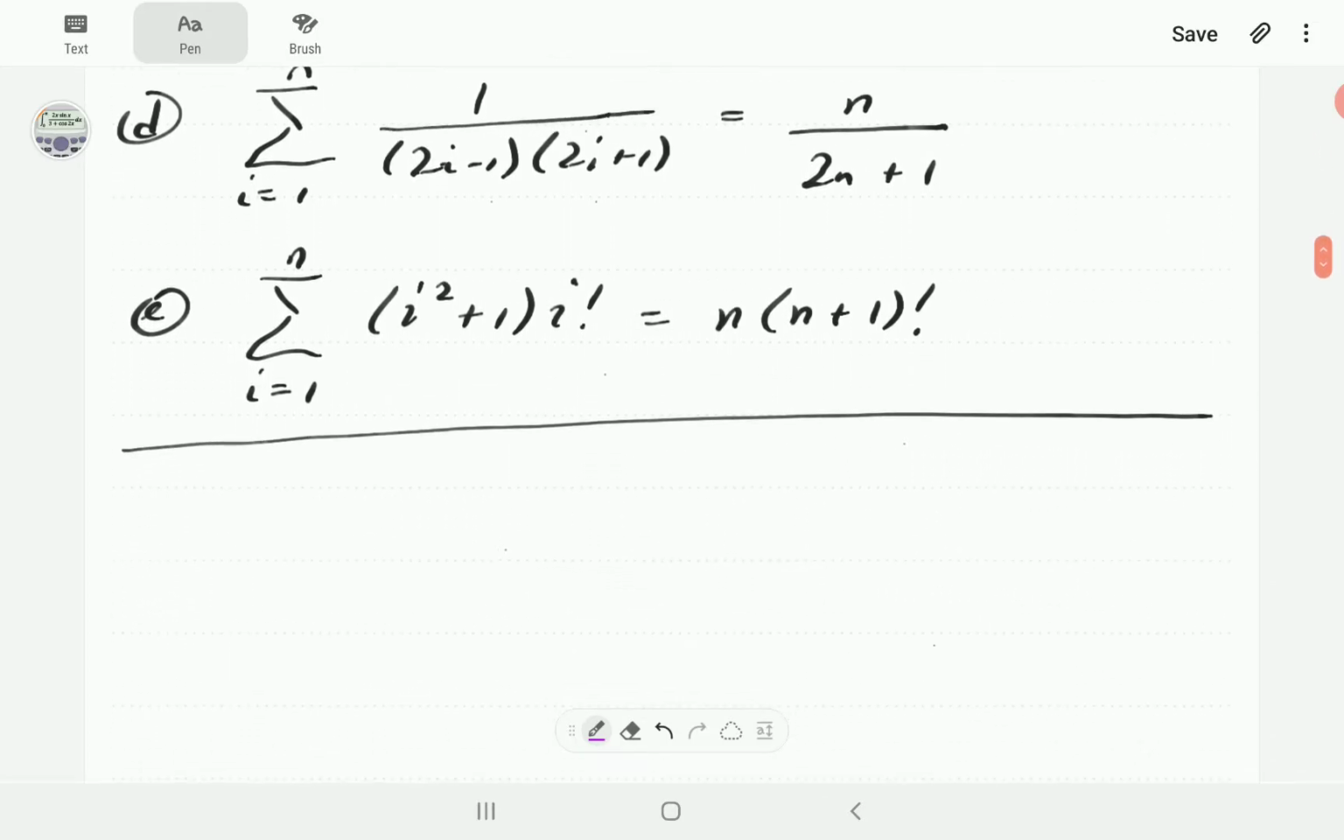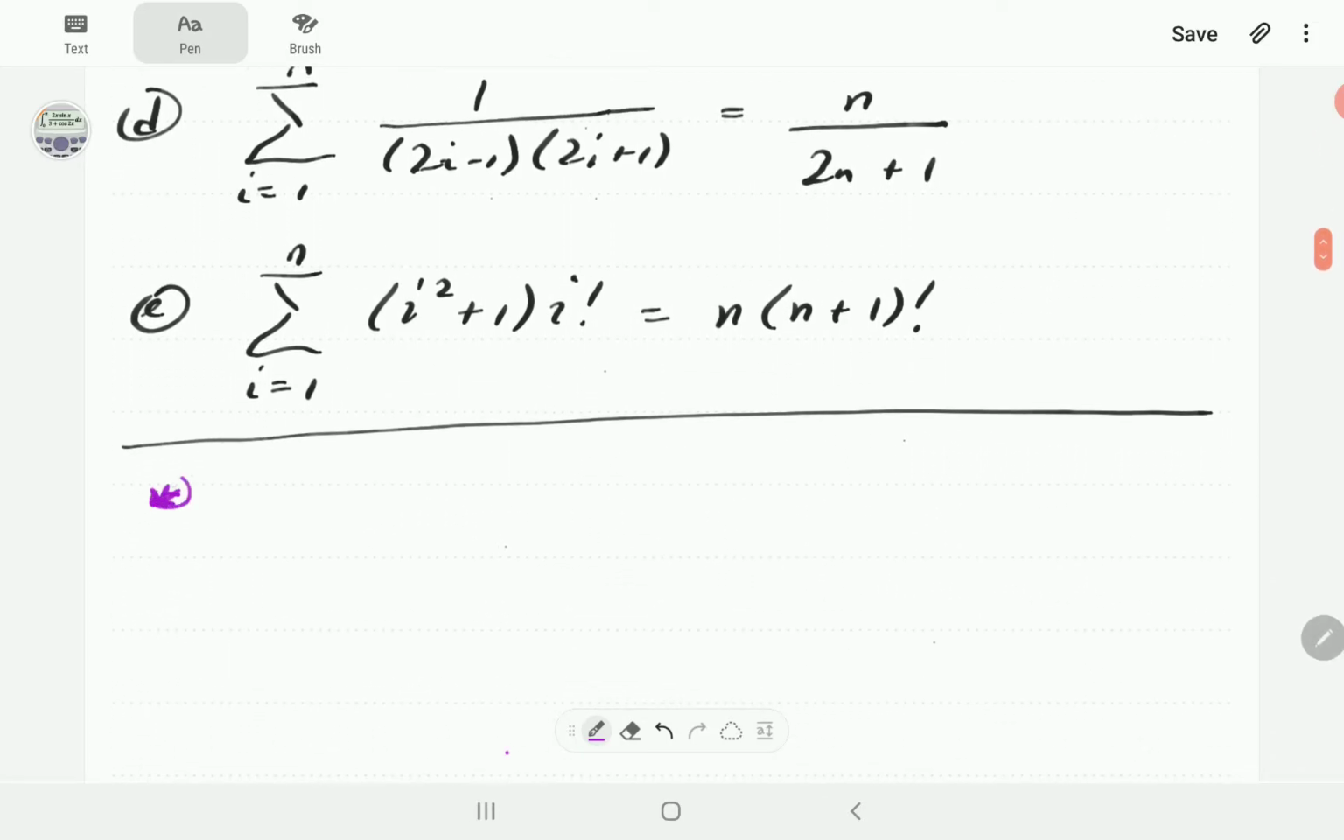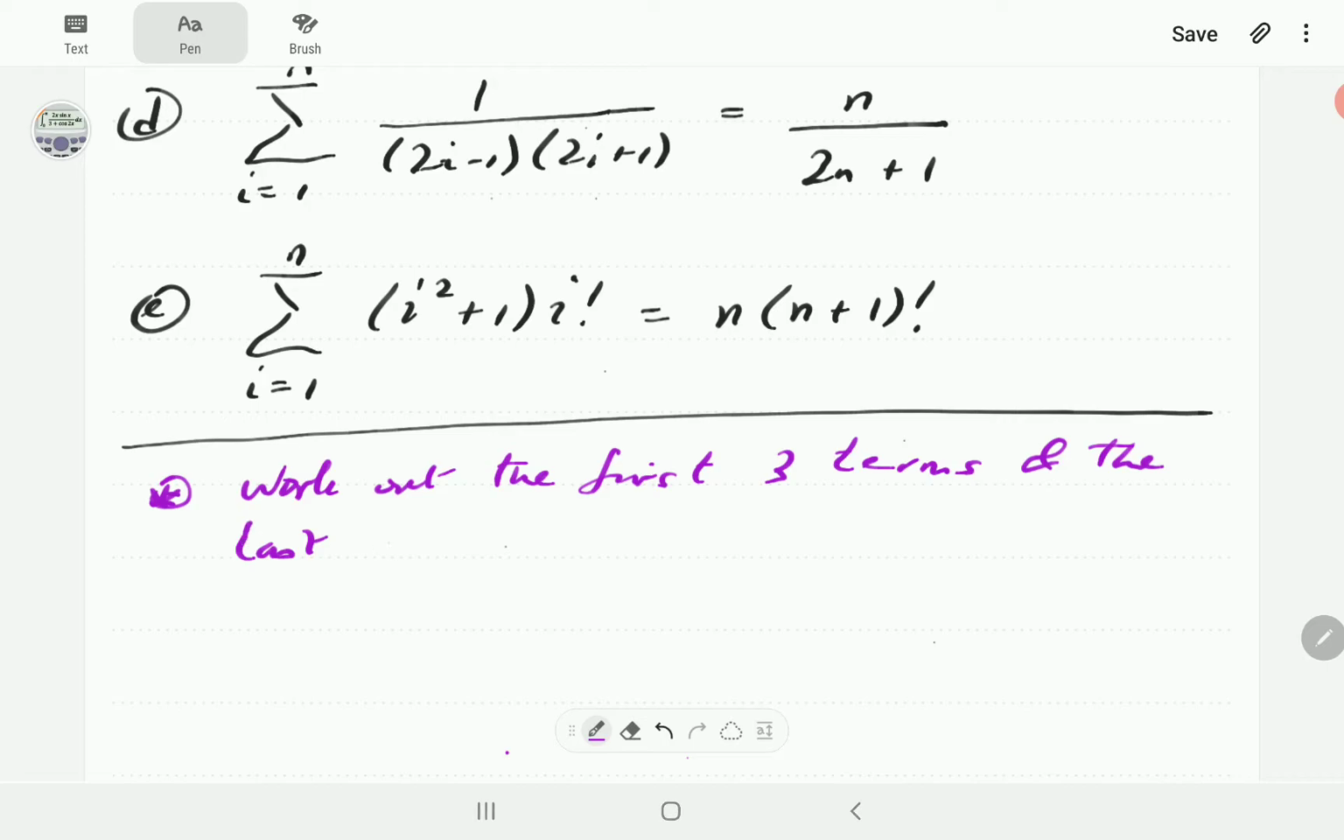Just one guideline before we start working on the example, and this guideline says we will need to work out the first 3 terms of the summation, first 3 terms and the last term of the summation before we continue with the proof.